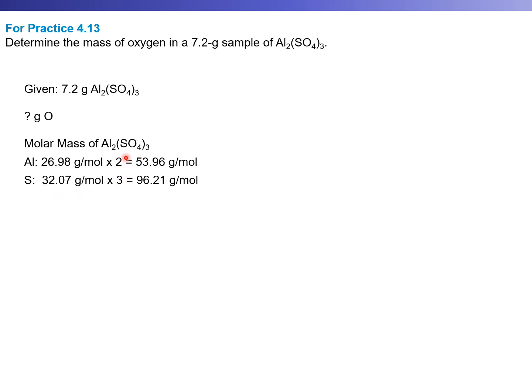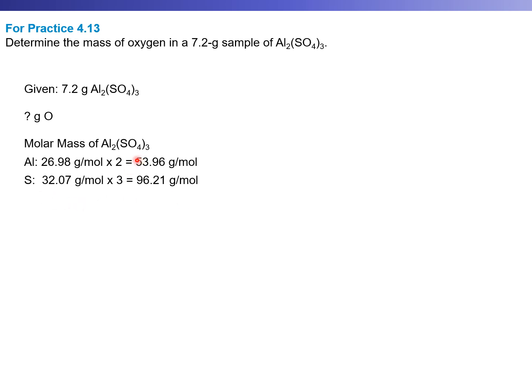But how many do we have? Well, sulfur is in parentheses. And whatever's in the subscript at the end of the parentheses, you multiply all the subscripts within the parentheses by that number. Now, there's only one sulfur in the parentheses, so we can assume that there is a subscript of 1 there for sulfur. We're going to multiply that 1 by 3, and that's going to give us the 3 that we see right here. So 3 times 32.07 gives us 96.21 grams per mole for sulfur.